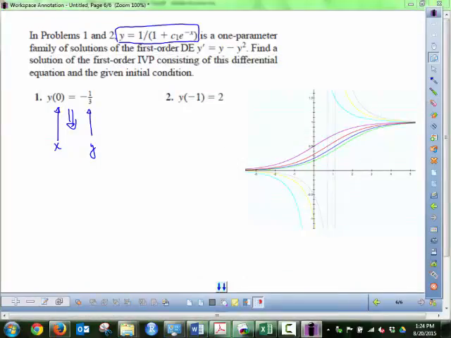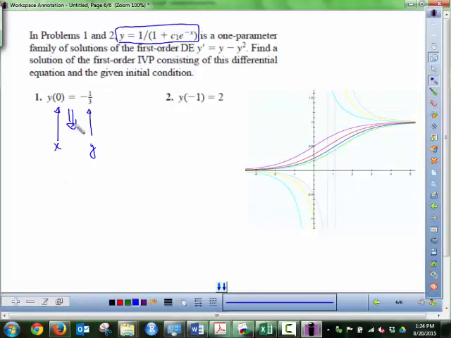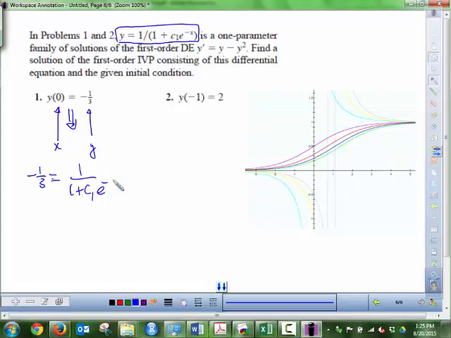Did anybody solve for it already? Yeah, okay. So we're going to take this equation, the solution, and put y equal to -1/3 and x equal to 0 and see what we get. So y is equal to -1/3, that's the left-hand side of this equation. We have 1 divided by 1 plus c1, which is what we're solving for, times e to the -x, and x is equal to 0 in this case. So e to the 0 is 1.